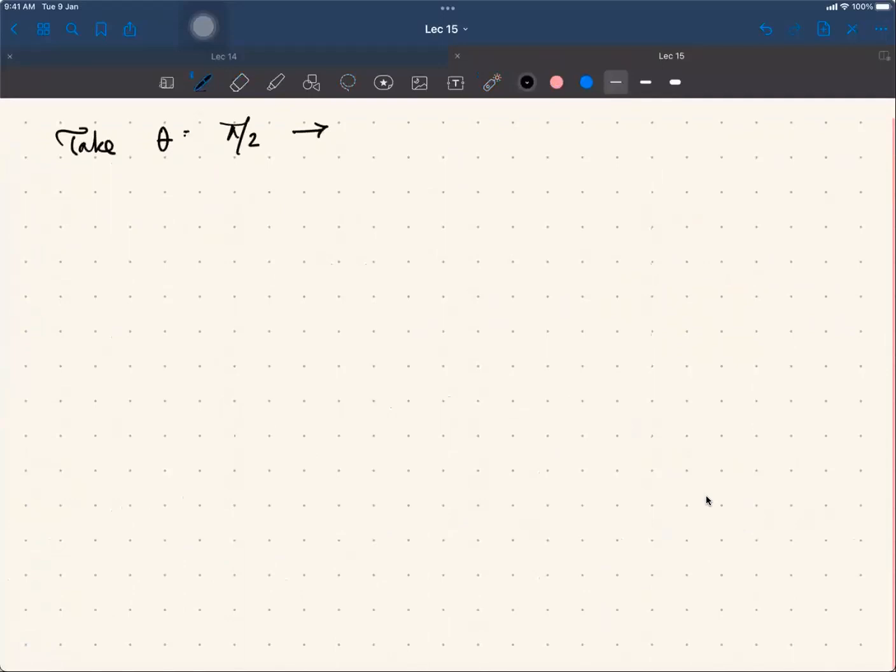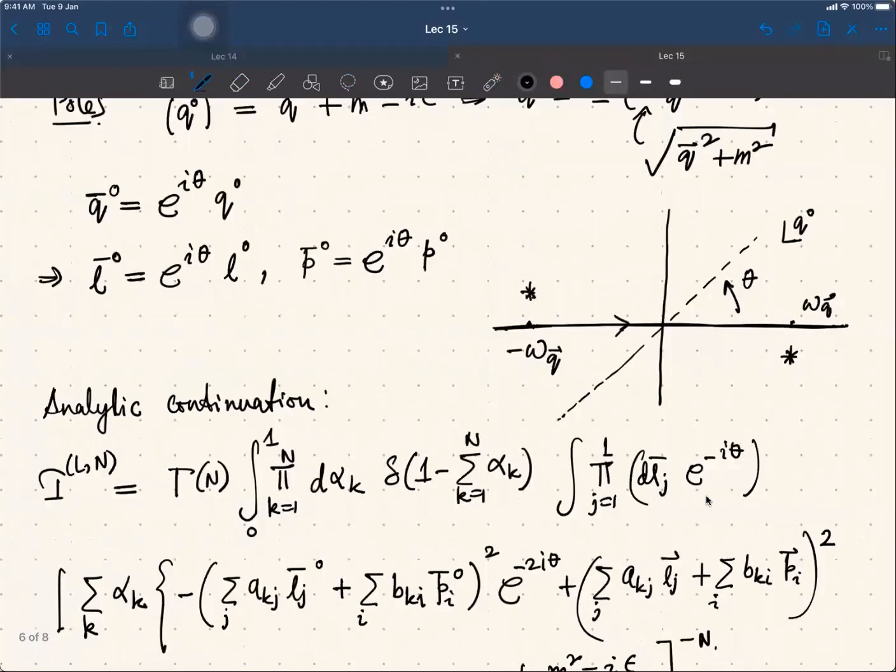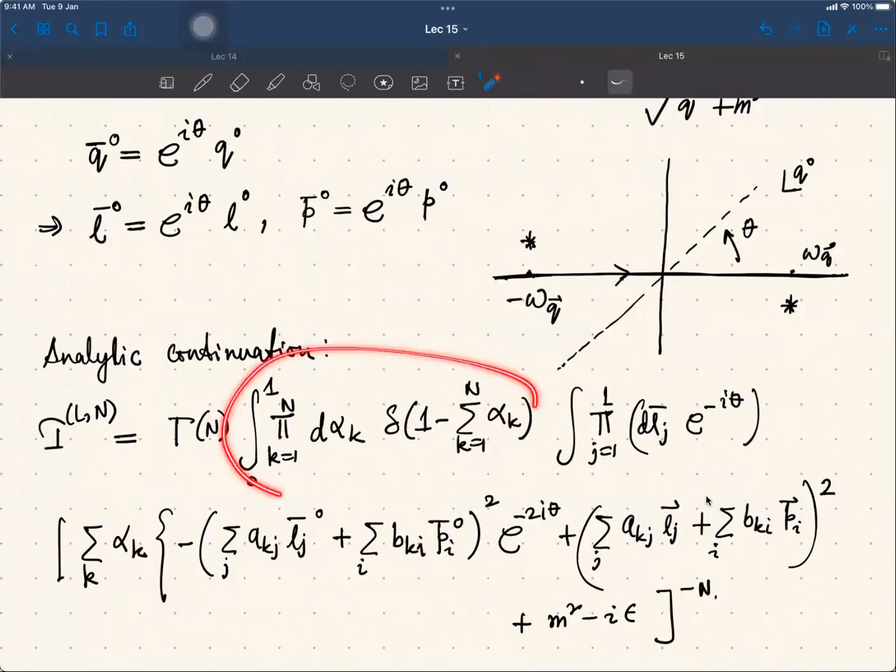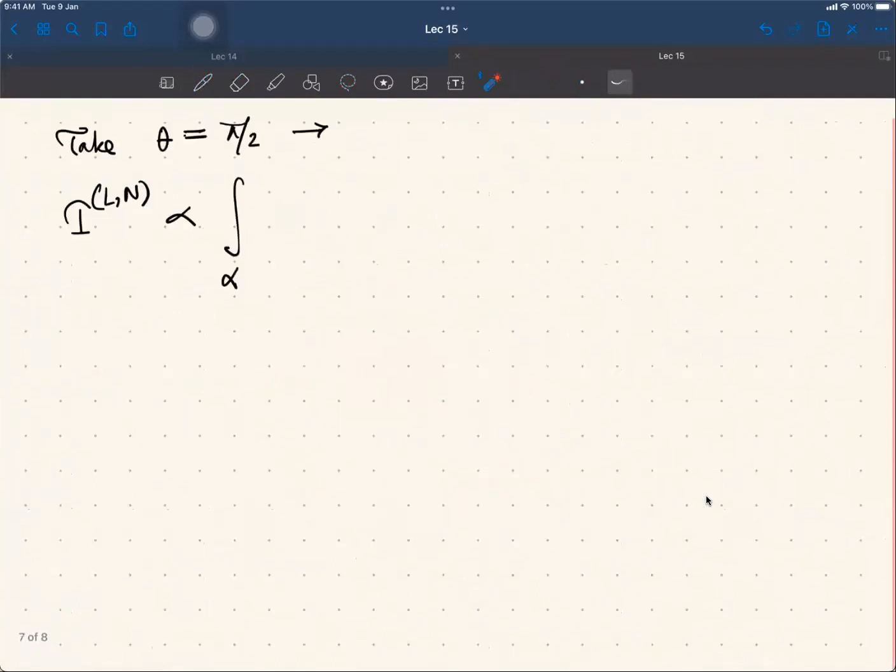Theta equals pi by 2, and that will be L comma n proportional to gamma n; the factor is not going to be important anymore. And then there is this alpha integral. I'm calling all of this together, symbolizing it by an integral with a subscript alpha. That's what I mean, because its form is not going to be important.